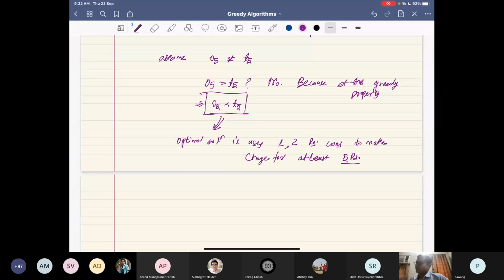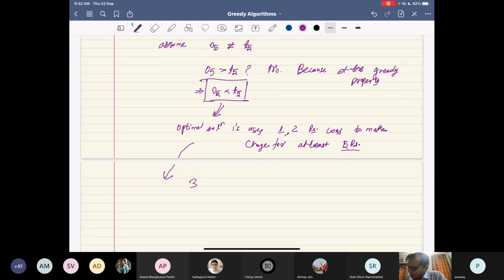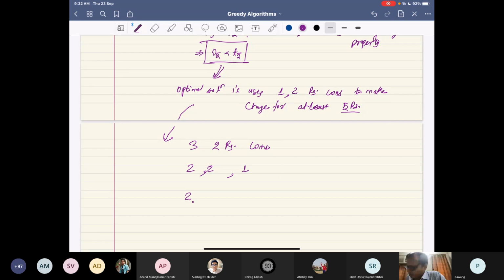See, I'm not doing a full thing. I'm just giving you a hint. I'll do a full thing in the next problem. So what are the possibilities? How can it make change for something more than 5 rupees using 1 and 2 rupee coins? It can use 3 2 rupee coins if it had more than 5 rupees. Or it can use 2 2 rupee coins and 1 rupee coin. Or it can use 2 rupee, 1 rupee, 1 rupee, 1 rupee. Or it can use 1 1 1 1 1.